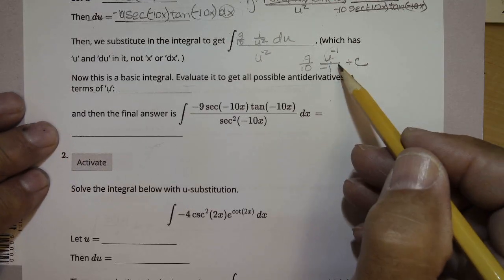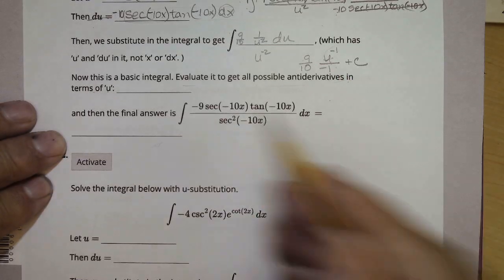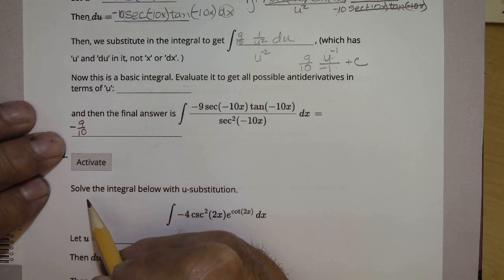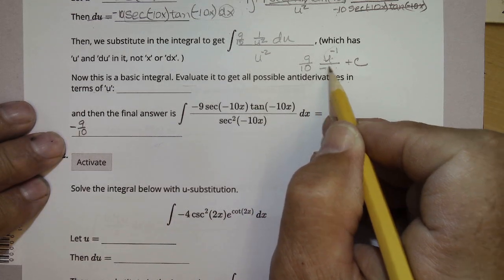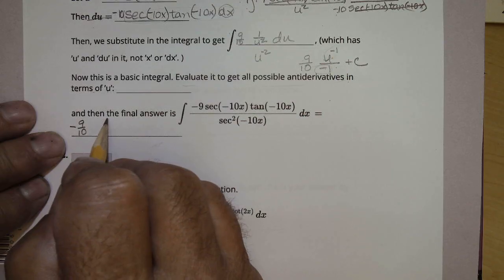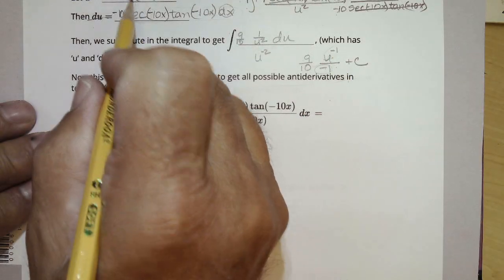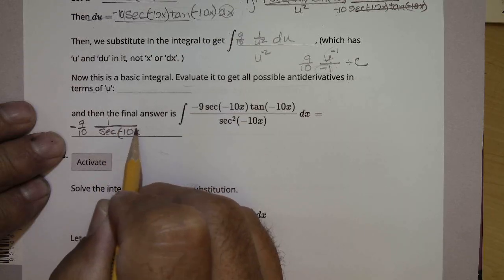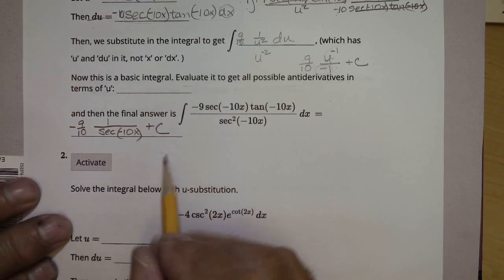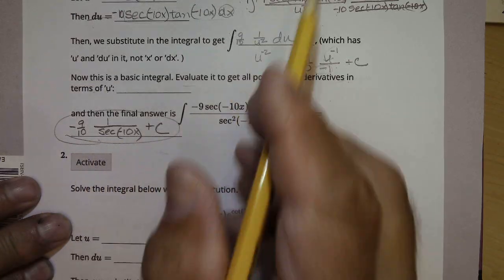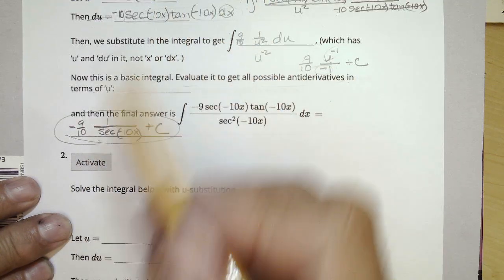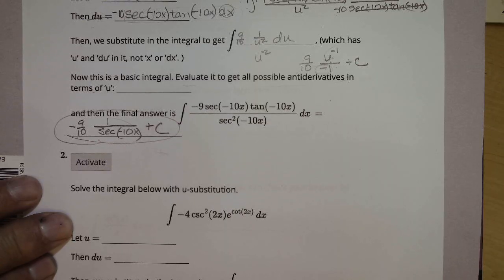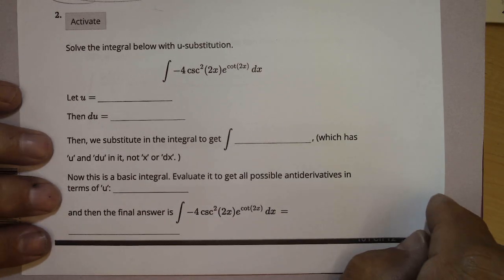U to the minus 1 means I can put it back in the denominator, so this is going to turn out to be negative 9/10, because of that negative, and u to the minus 1 is 1 over u, which we said was secant negative 10x. So the derivative of this is this mess. The antiderivative of this is this. Okay.